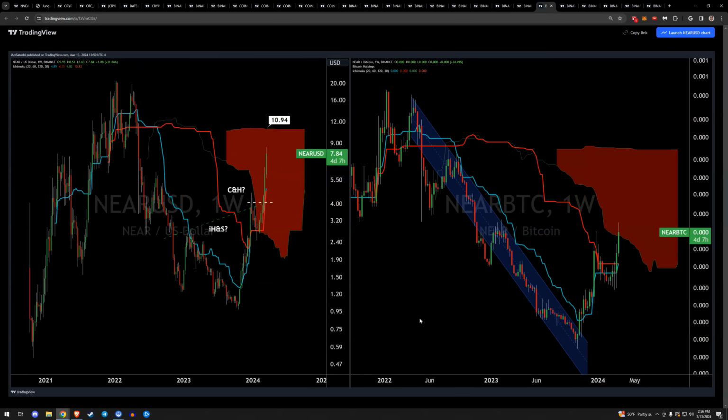Now, NEAR is one that has had a great couple weeks here. Chart patterns are playing out. Reversal patterns are playing out. It's nearing, no pun intended, the other edge of the cloud at 11.